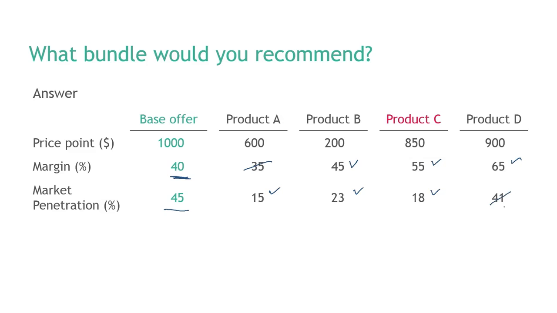And lastly, the third rule was you want to have a similar selling price. Product A and B are pretty low. C and D are fairly close to it. So you see that product C really matches all those criteria pretty well, and that's why this is the right answer in this example.